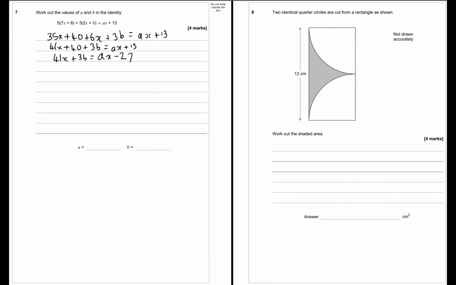Okay, so now we can compare the two sides of this equation. So we've got 41x is equal to ax. So from this bit we can see that 41 is going to be equal to a, and then this bit, 3b is going to be equal to minus 27. So we can rewrite this as a new equation. So 3b equals minus 27, so that's going to imply b is going to equal minus 9. So just remember to write your answers in the proper box.